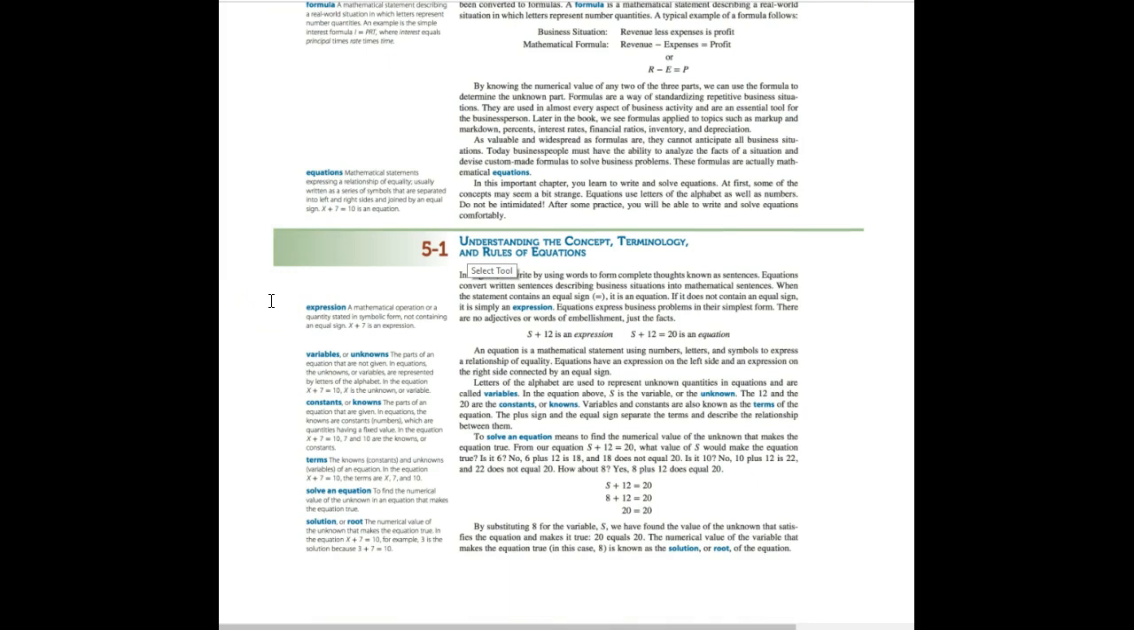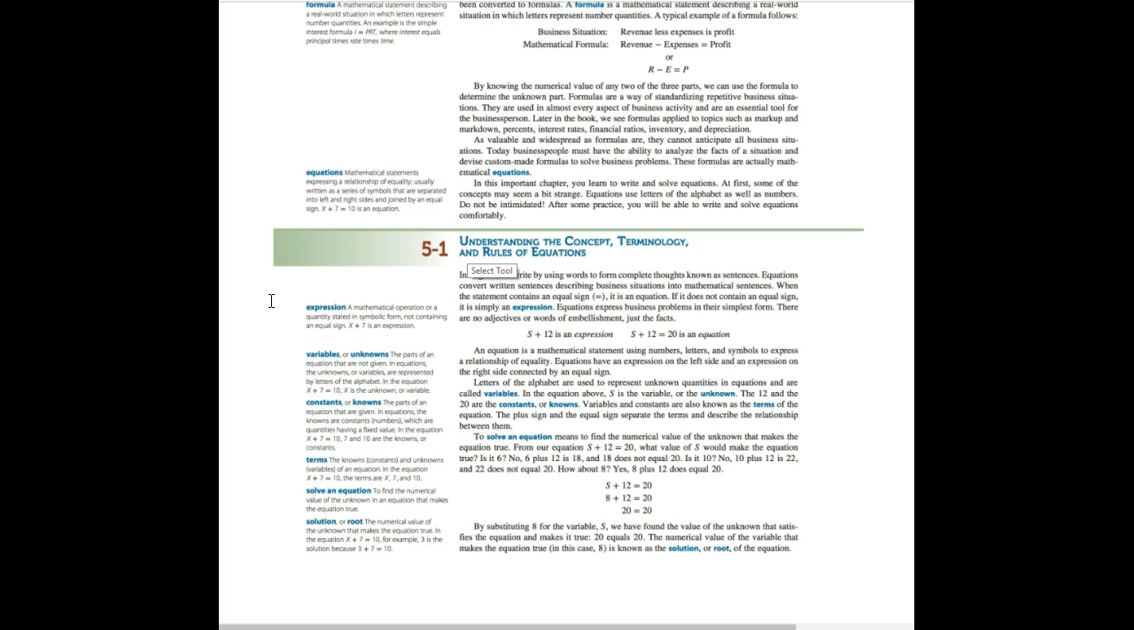So an equation is any mathematical statement that has an equal sign. An expression does not have an equal sign. So that's how you can quickly tell the difference. An equation has an equal sign, an expression does not. Variables are also known as unknowns. So that's what we are trying to solve for. Constants, or the knowns, are parts of an equation that have been given to us.